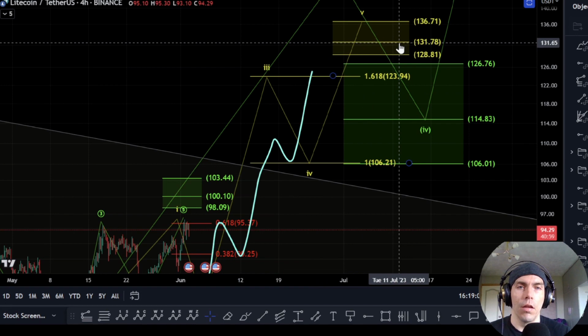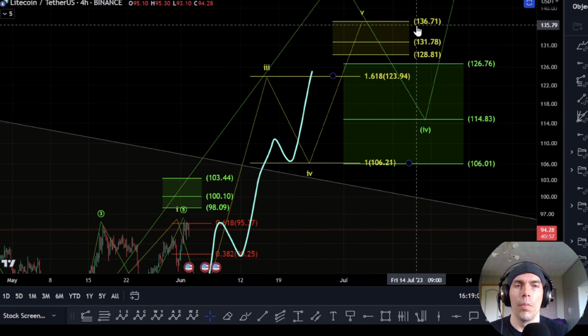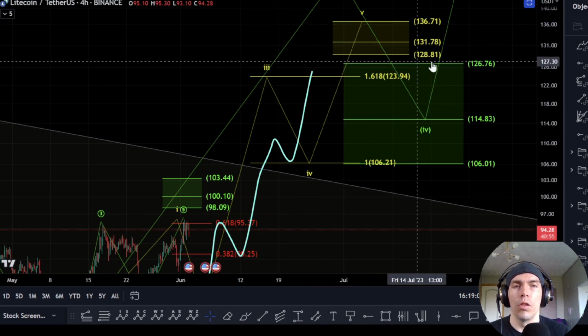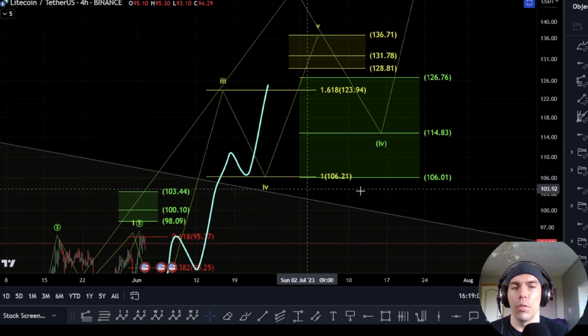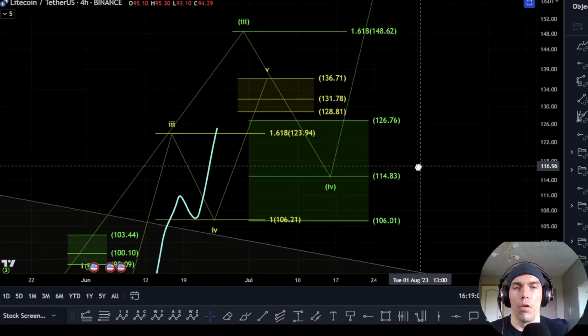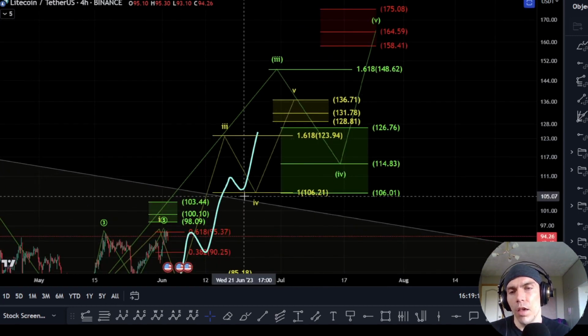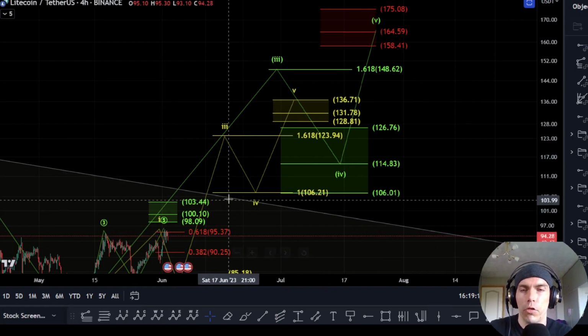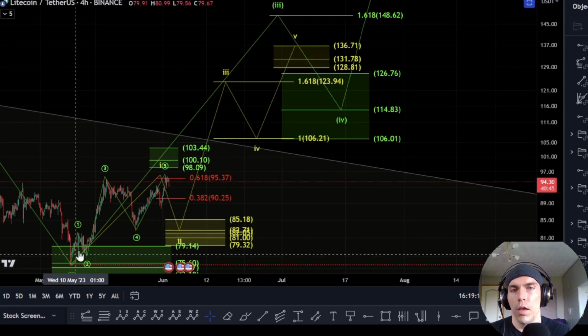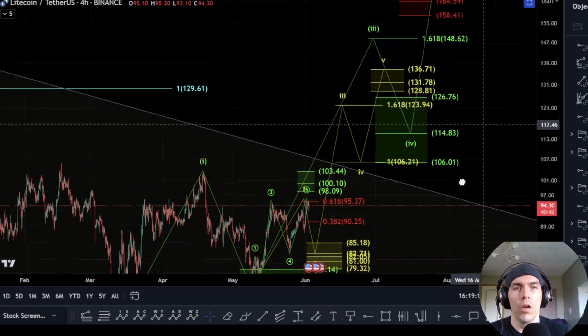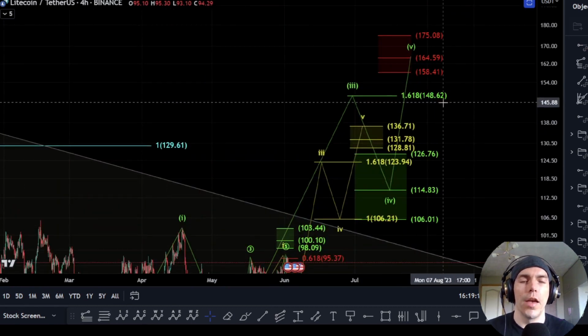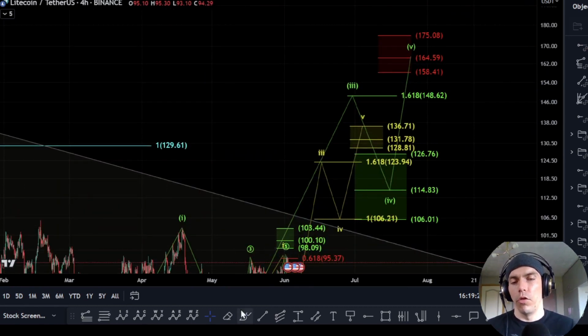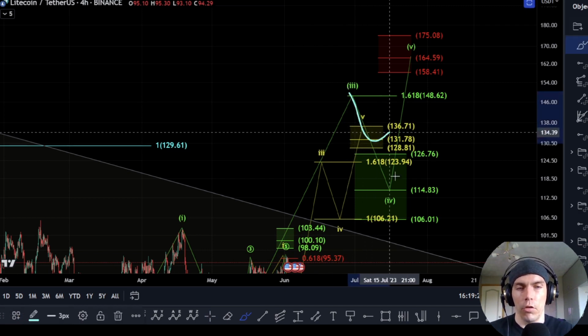If we do that, we could get an additional 5th wave up towards this 136.71 to this 128.81, as long as we hold this 106 area. Now, the key thing here is if we are looking for this bullish continuation, where we're treating this as a bigger 1-2 pattern, we need to get a push up towards this 148.62 for confirmation, where we could actually then see an additional 4th and a 5th.